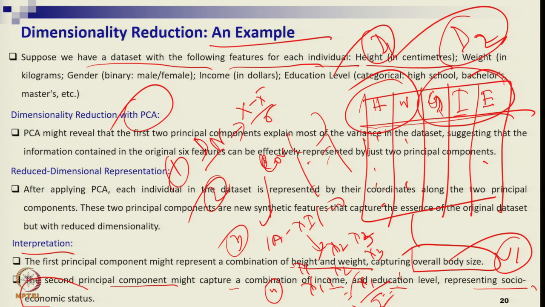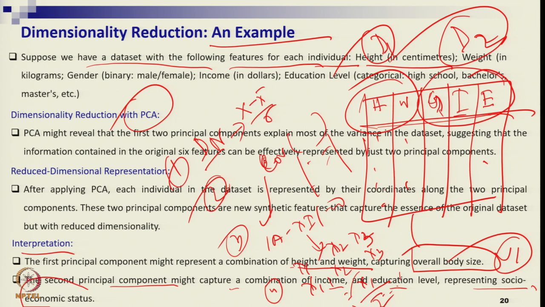The socio-economic status. Remember, gender, education, and income are not being used now. But the two variables that you have developed through dimension reduction, the overall body size, maybe some new parameter, new variable, new number will come, but you are not losing the generality of height and weight, because the body size will be representative of the original data, height and weight.